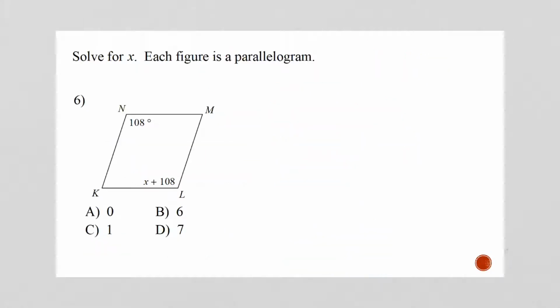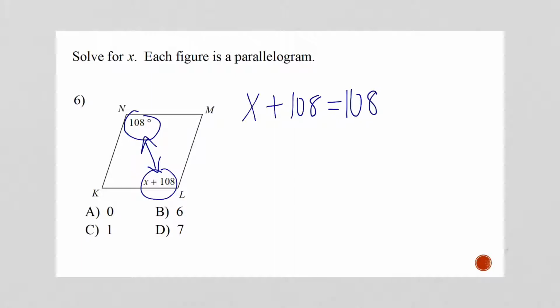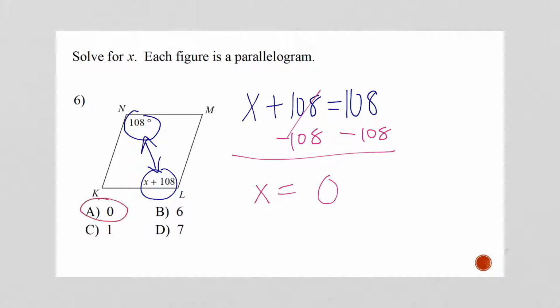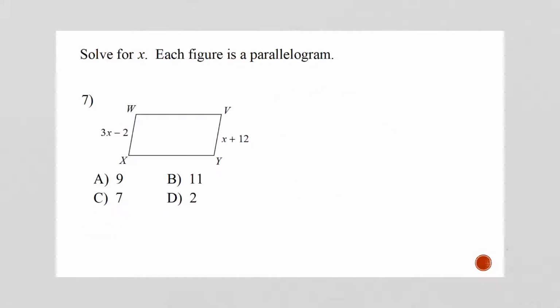Question 6 on the final is going to give you a parallelogram. And what we know about parallelograms is that opposite angles are congruent. So that means that x plus 108 is equal to 108. So if we subtract by 108, so we can isolate our x, we're going to get 0. So the only way the two angles will equal one another is if x is equal to 0.